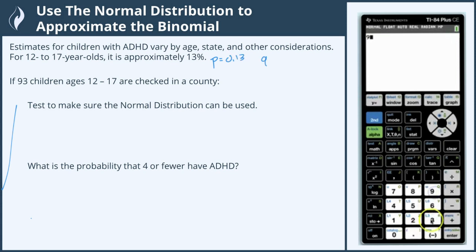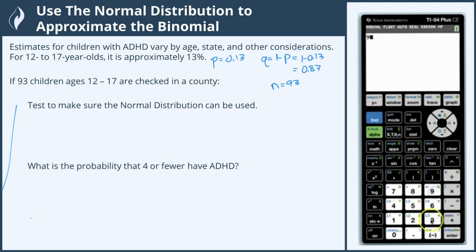We know that Q is the complement of that, and I always find Q when I have P. So I'm always going to do that: 1 minus 0.13, which is 0.87. And I'm always looking for my sample size. 93 children are selected, so my sample size is 93.